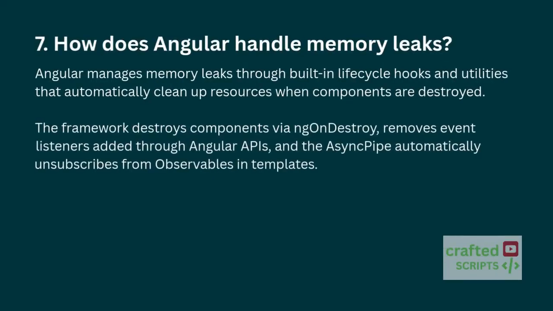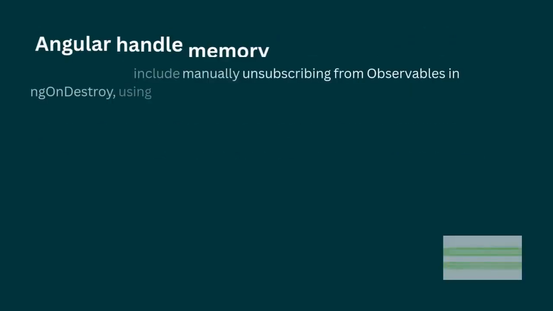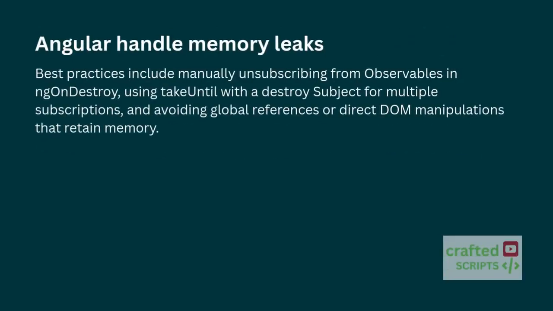Question number 7. How does Angular handle memory leaks? Angular manages memory leaks through built-in lifecycle hooks and utilities that automatically clean up resources when components are destroyed. The framework destroys components via ngOnDestroy, removes event listeners added through Angular APIs, and the async pipe automatically unsubscribes from observables in templates. Best practices include manually unsubscribing from observables in ngOnDestroy, using takeUntil with a destroy subject for multiple subscriptions, and avoiding global references or direct DOM manipulations that retain memory.